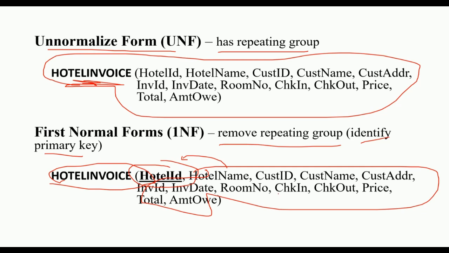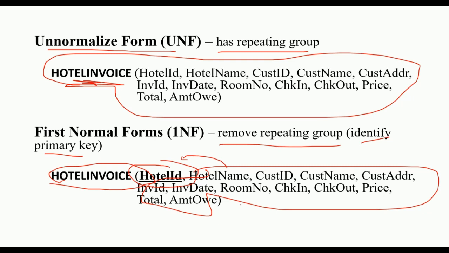Next, even though we have removed the repeating group, this is still not normalized because we have customer ID, customer name, and address here. We know that customer ID, customer name, and customer address must belong to the customer relation or customer table. Invoice must be for the invoice table. Room number and price must be for the room table or room relation, right? So actually, when we look at the unnormalized form, we already know what relations or tables we're going to create.